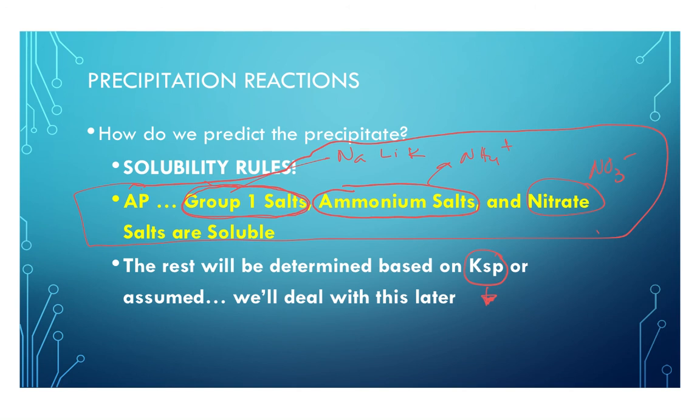So that's the big rules that you need to know. All the ones in the song, don't worry about them. Just know that alkali metal ionic compounds, ammonium ionic compounds, and nitrate ionic compounds are soluble.